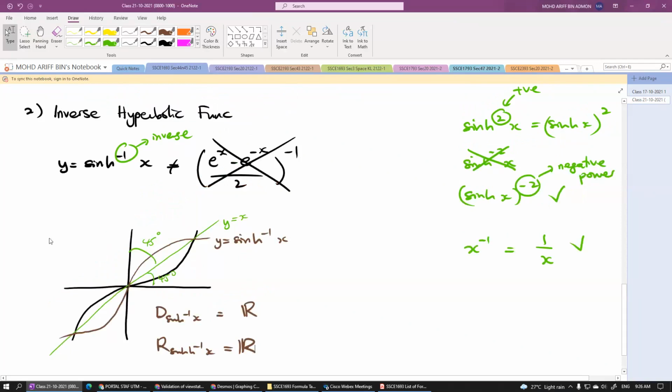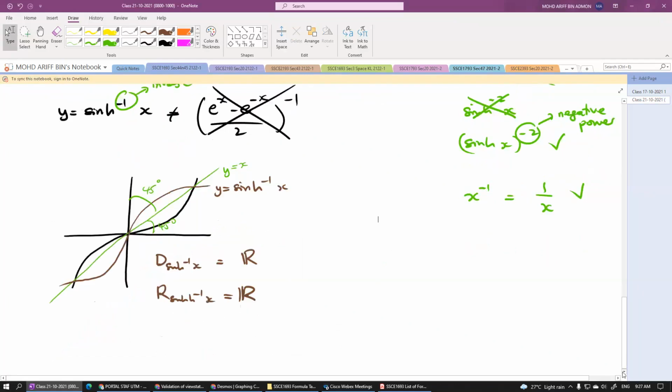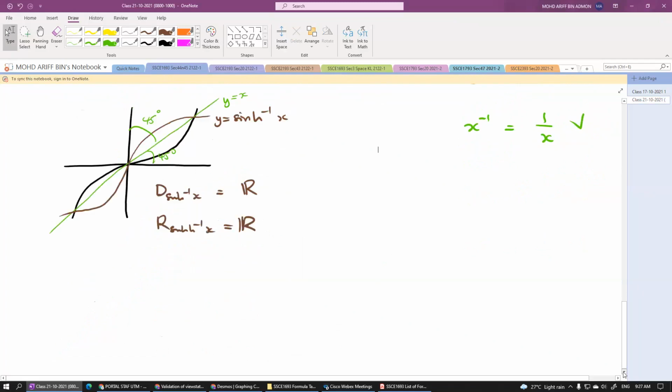All right. Okay, any question so far for hyperbolic inverse sine here? Any question? Class? Your class? Clear, sir. Okay, yes, thank you. I need your response unless I feel not comfortable.